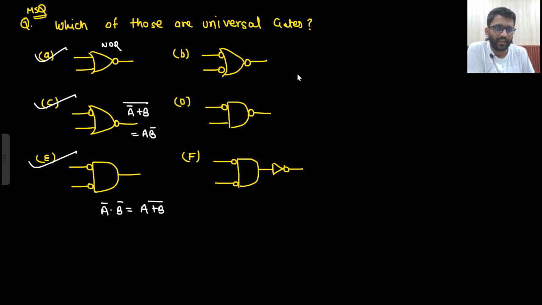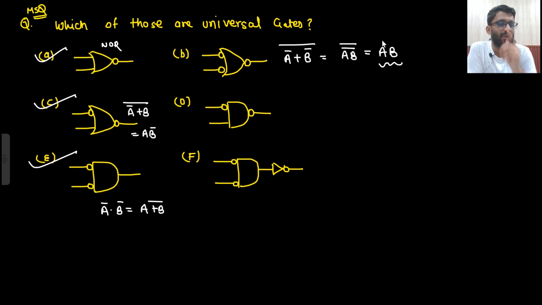What about this one? What do you think? Is this your universal gate? Let's try. A bar plus B bar and then whole bar. So what that would be? AB bar bar. So that would be equals to AB. So here in the final expression you are not getting NOT response. Not is not there. Inverter is not there. So just by looking at the bubble you cannot say it will be a universal gate. You need to see the final expression. In the final expression you are not getting a bar there. So that is not the final answer. That is not a universal gate. So this is not a universal gate.